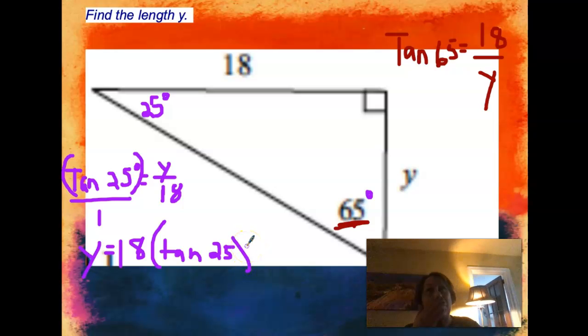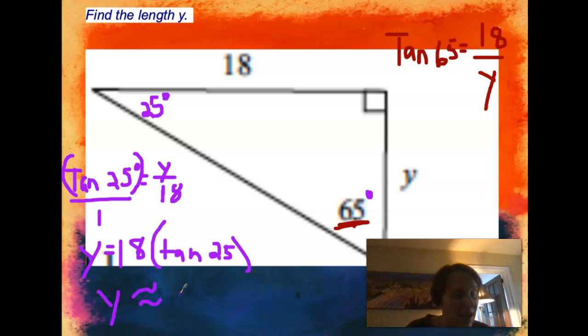If you remember, there is one on CPM you can use. I like to use my graphing calculator, which I have one of those at home for myself. So I'm going to type in tan of 25, remembering it's going to come out to be an ugly decimal, most likely, times 18. And I get y is about, because I have to do some rounding, 8.39 units.